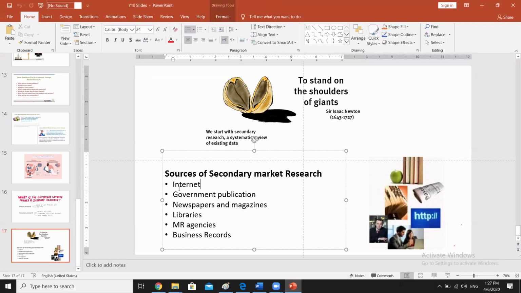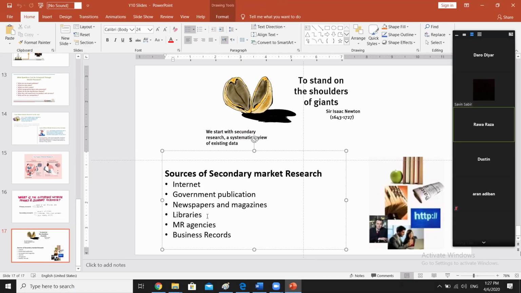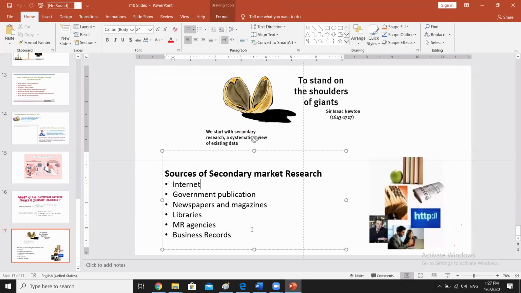Now, what are the sources that you could use? As I said, internet, government publications, newspapers, libraries, market research agencies, and business records. This is your business record. This is your own records. So this last one is reading your journal and finding stories of yourself in the past.